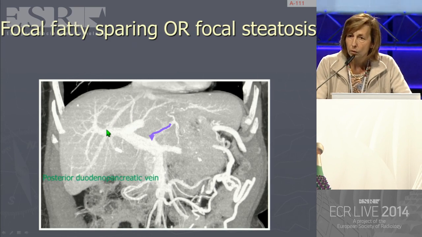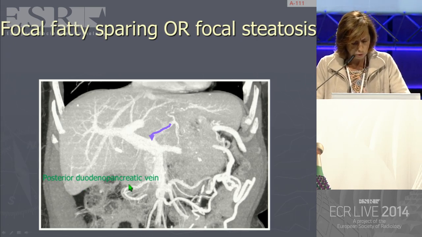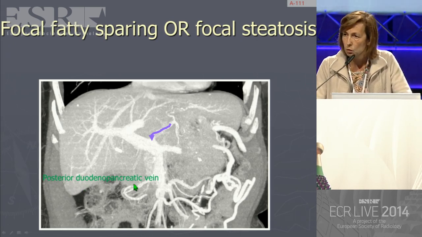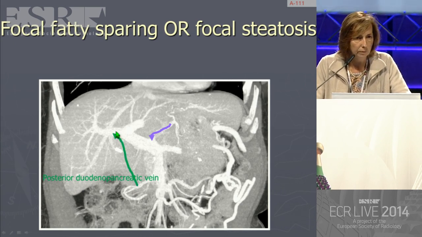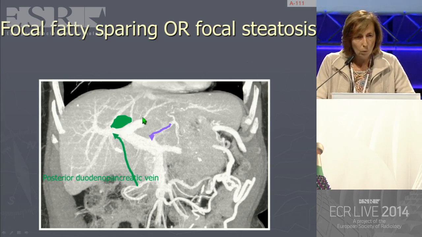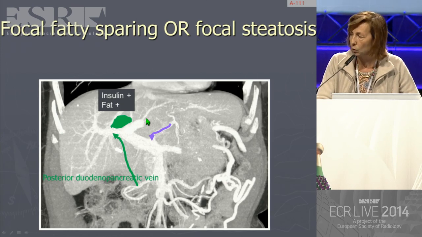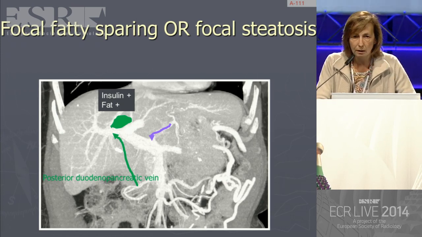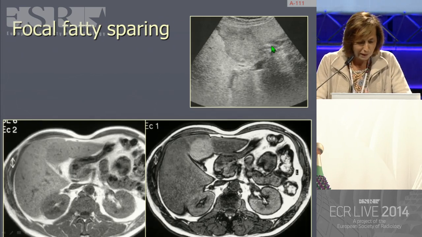On the contrary, we are looking now at the second vein, the posterior duodeno-pancreatic vein. Again, this one may have abnormal variants and may drain directly in the liver, usually in the same location, as I said before. What will happen here? The blood, which will supply this portion of the liver, will be insulin-rich, and this will explain the focal steatosis. Now, let me show you, because maybe you don't believe me, why this is true.